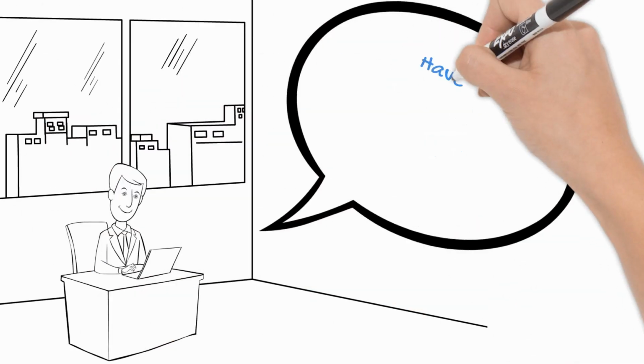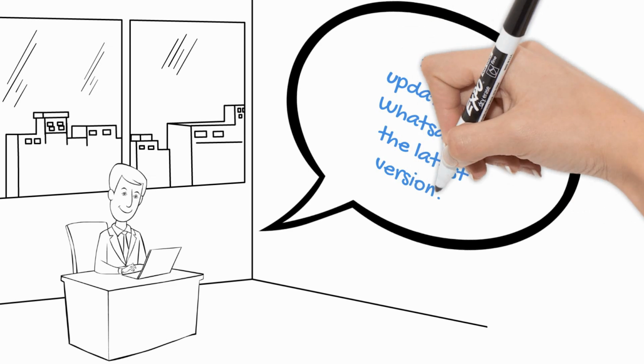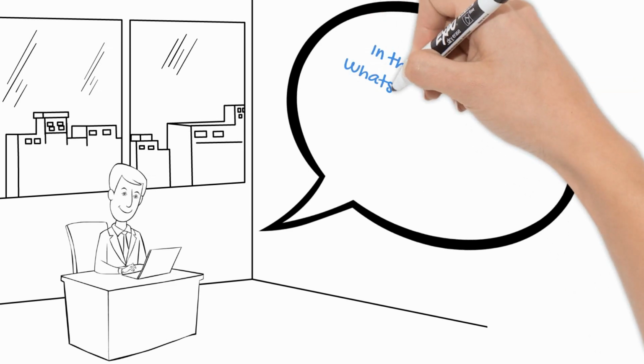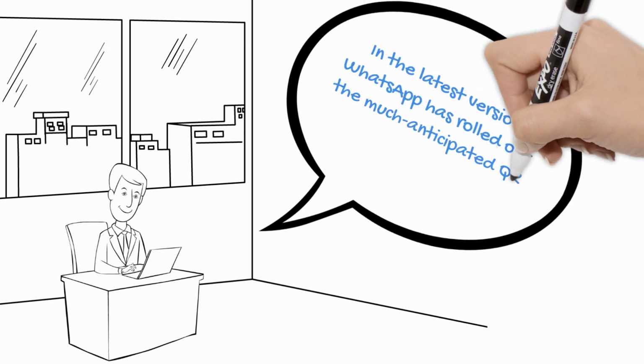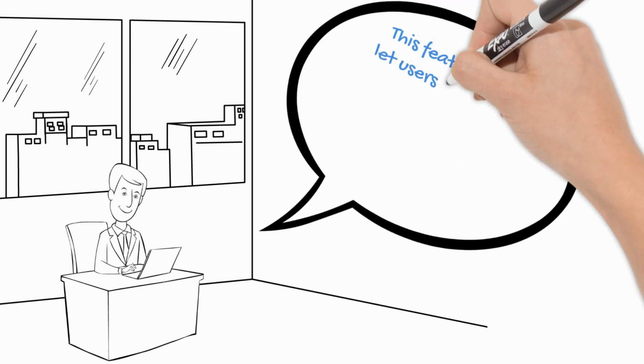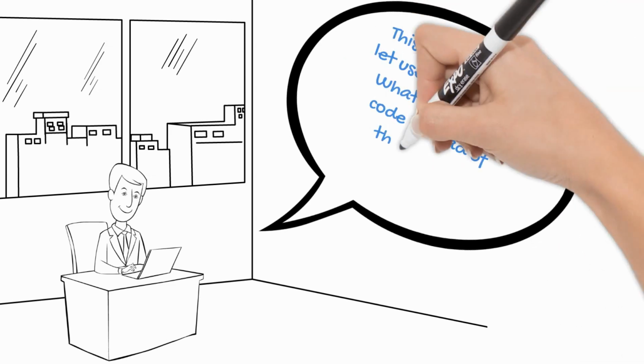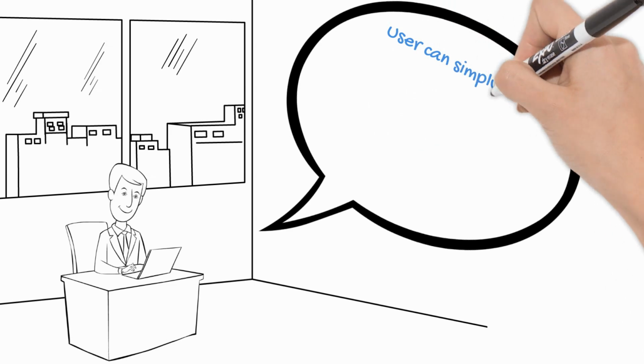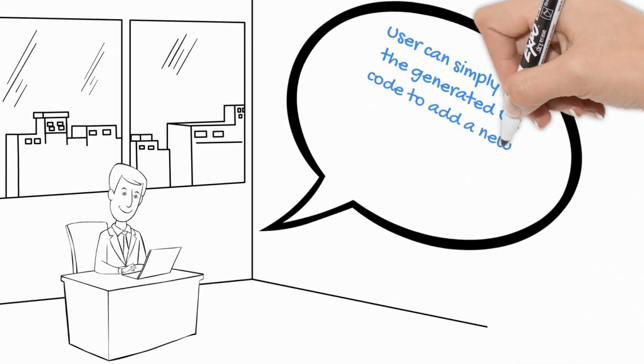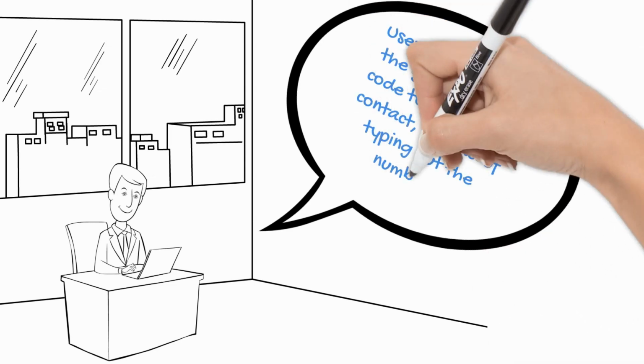How are you? Have you updated your WhatsApp to the latest version? In the latest version, WhatsApp has rolled out the much anticipated QR code. This feature lets users share their WhatsApp by QR code instead of their phone numbers. Users can simply scan the generated QR code to add a new contact, instead of typing out the numbers.